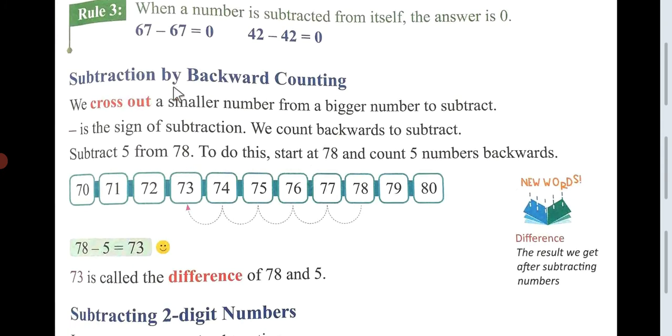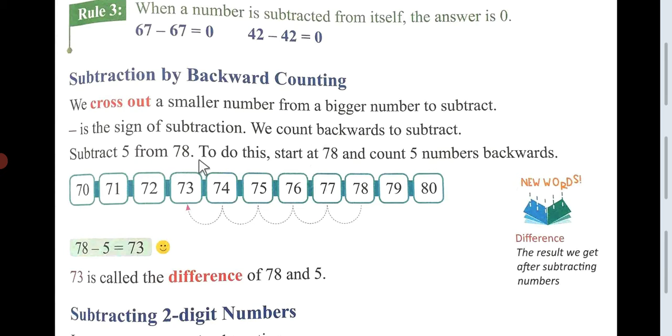Now coming to subtraction by backward counting. Please pay attention. We cross out a smaller number from a bigger number to subtract. Always remember, a smaller number is subtracted from the bigger number. So this sign, a sign of minus, is the sign of subtraction. We count backwards to subtract.